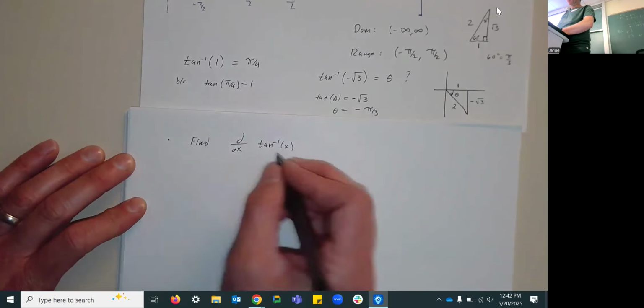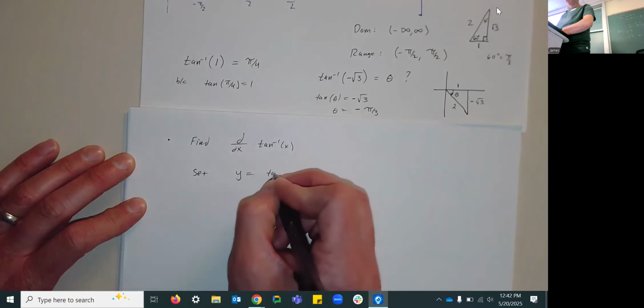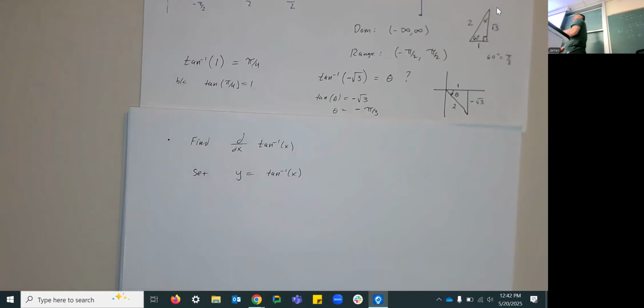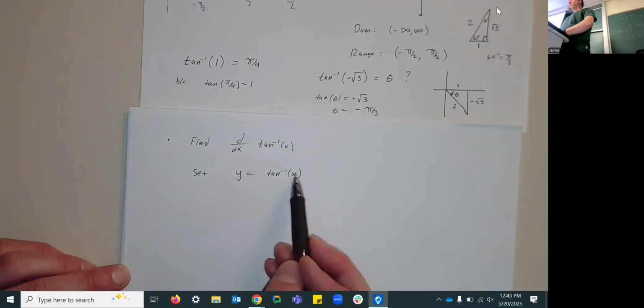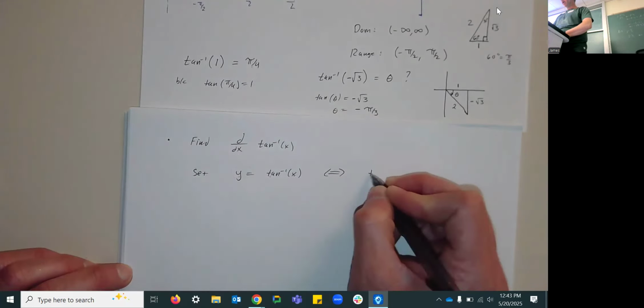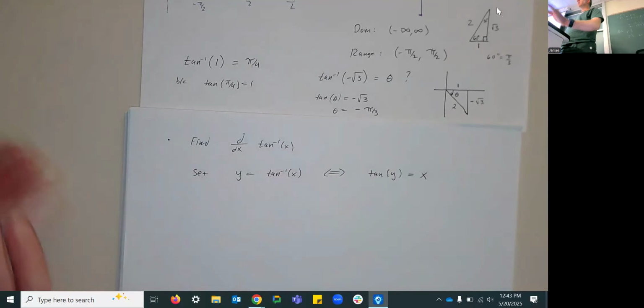We're trying to find this derivative, so we're going to set y equal to the inverse tangent of x. And this is going to feel very similar to how we found the derivative of the natural log of x, by rearranging the equation and differentiating both sides implicitly. So if y equals inverse tangent of x, it's like y is our angle and x is our value. That's equivalent to saying tangent of y is equal to x. These mean the same thing, right?